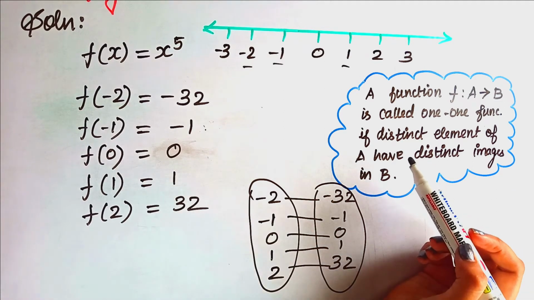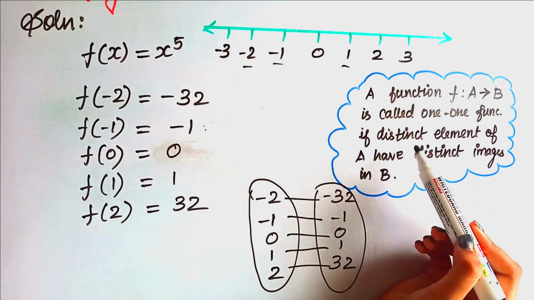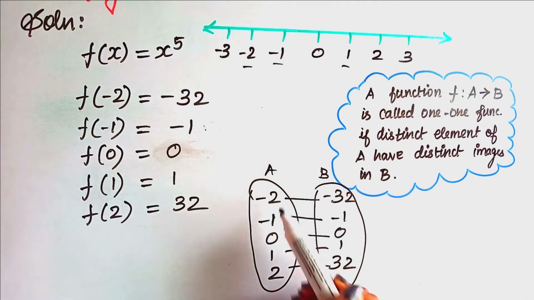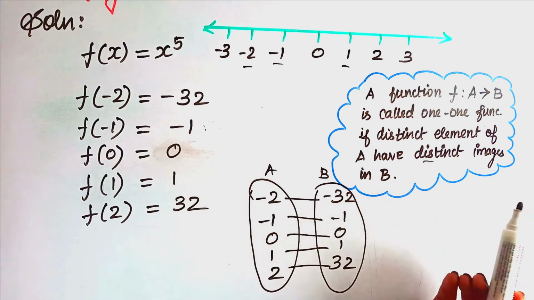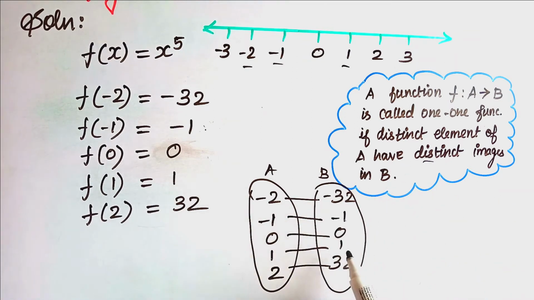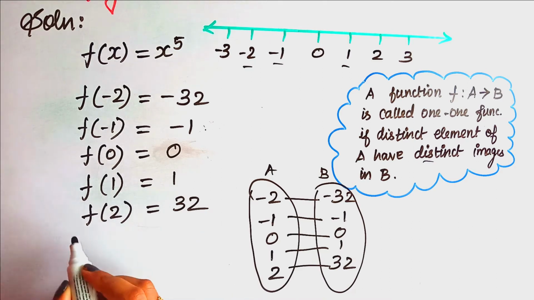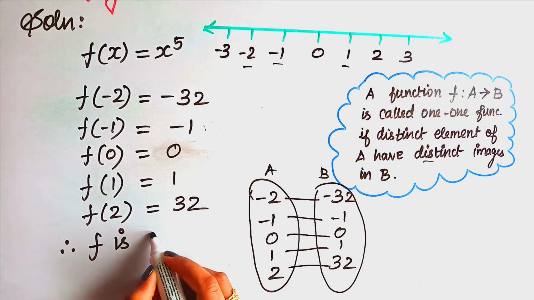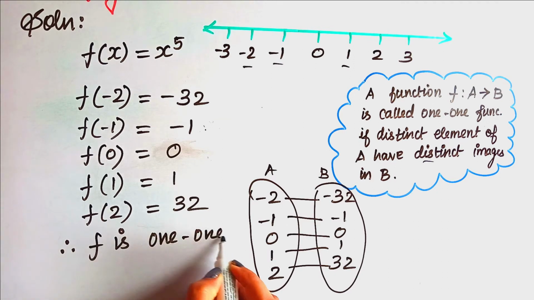So it satisfies the 1 to 1 function, right? Distinct elements of a, this is the a and this is the b. So distinct elements of a have distinct, which means different, images in b, so that you can say that the function is 1 to 1. Therefore we can say that f is 1 to 1, right?